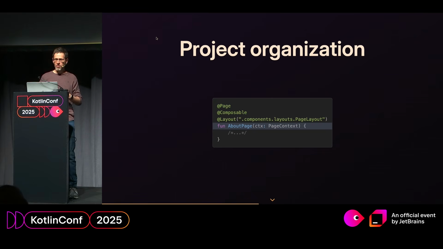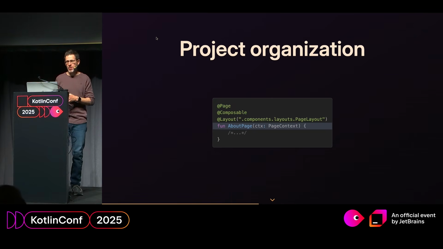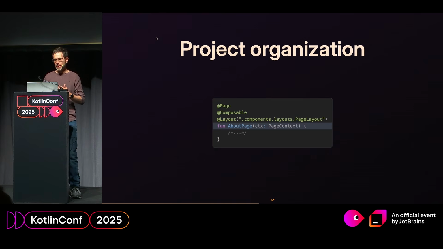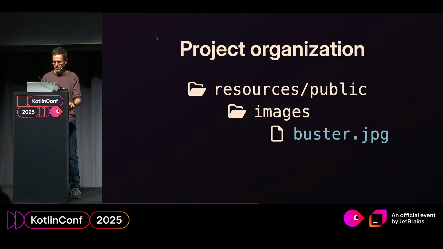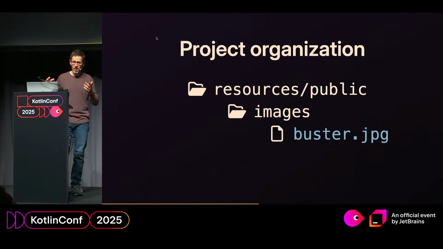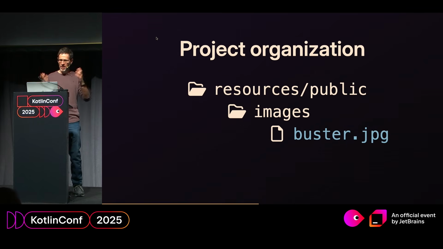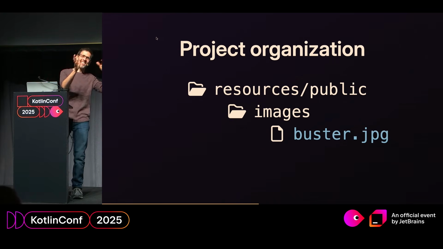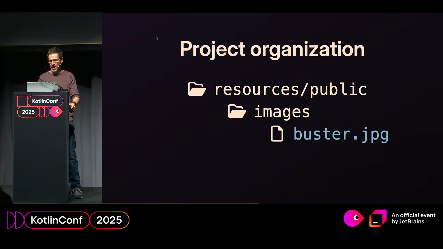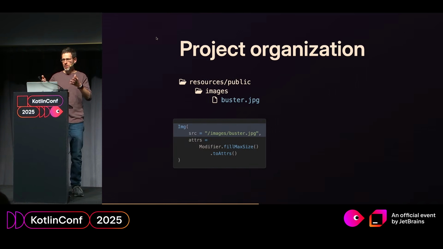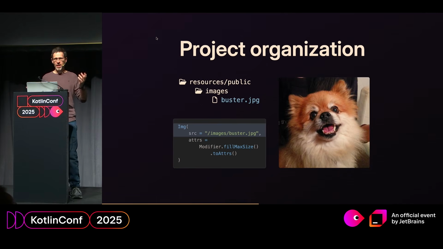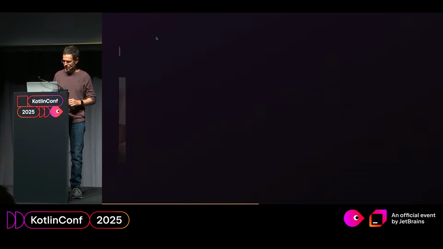And the one thing is you can provide an optional page context parameter that Kobweb will pass in if you do that. I'm only mentioning it here now. It has some information about your page, and we're going to use it in a slide down the line. And finally, in your module folder, you have a resources folder that Kotlin can surface. If you create a public folder under that, then anything under that will be exposed to your site. So Buster is my dog, and by putting this image under the public images folder, I can reference it in my image element and get a cute dog into my presentation.